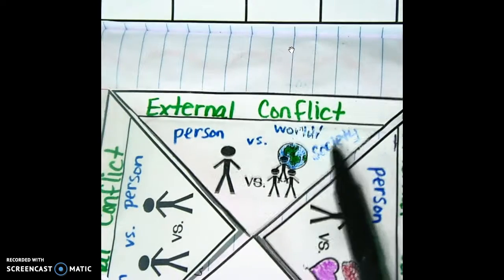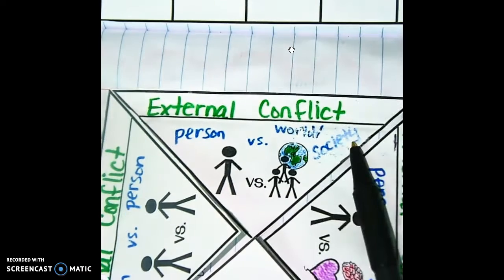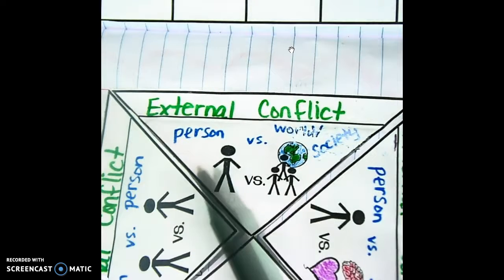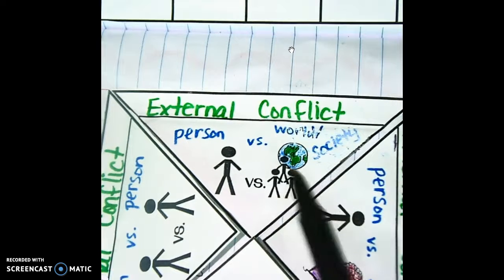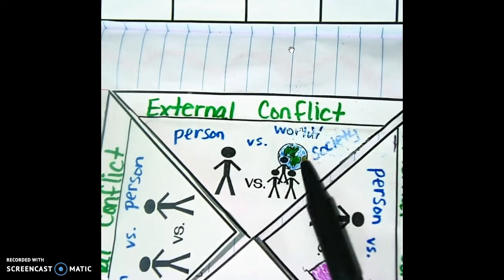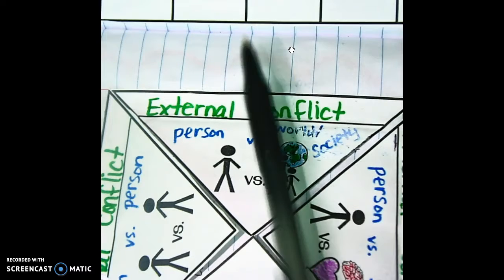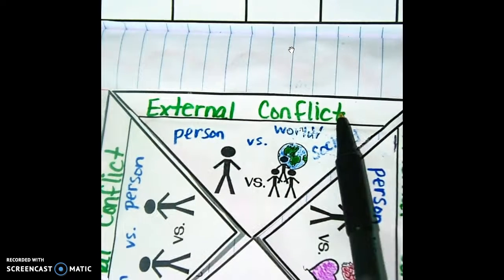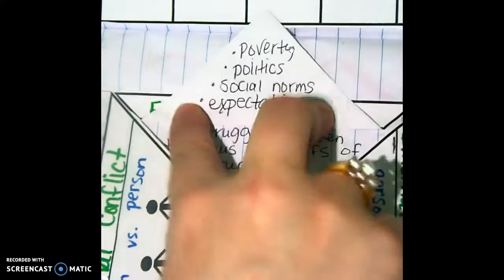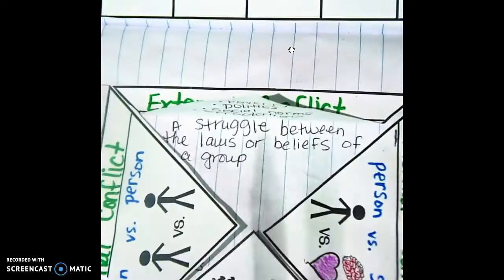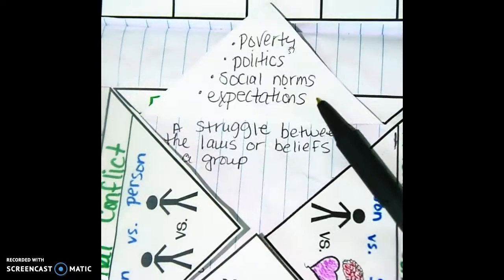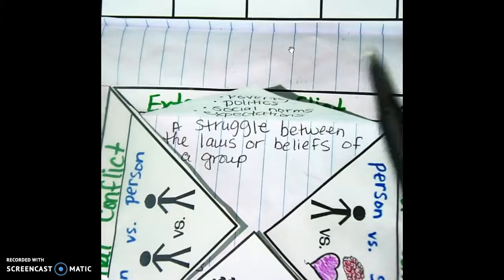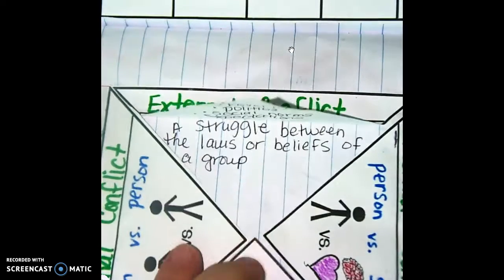Lastly, you have person versus the world or society. So you have person versus, and then we have a group of people or the world. Because this can be seen, this is considered an external conflict. Person versus the world or society is a struggle between the laws or beliefs of a group.